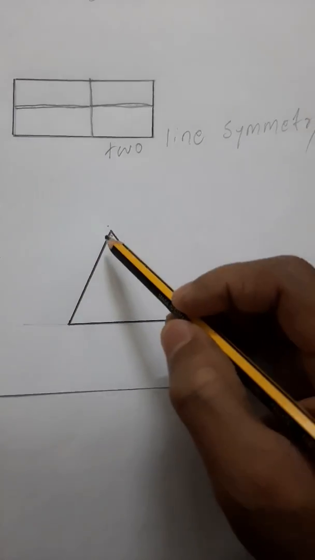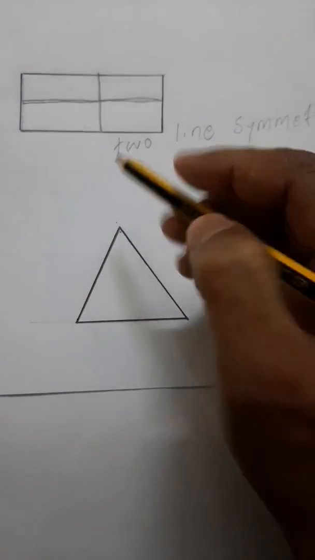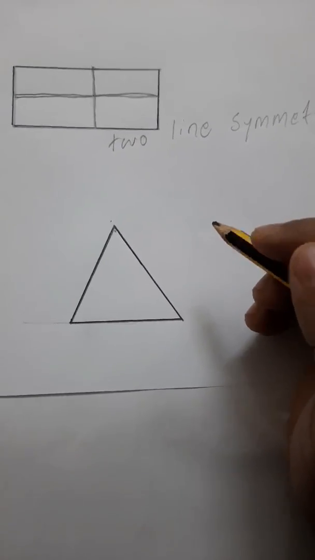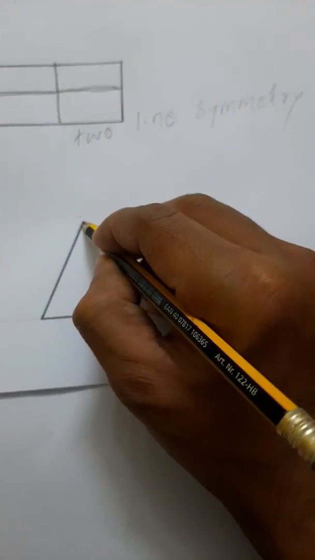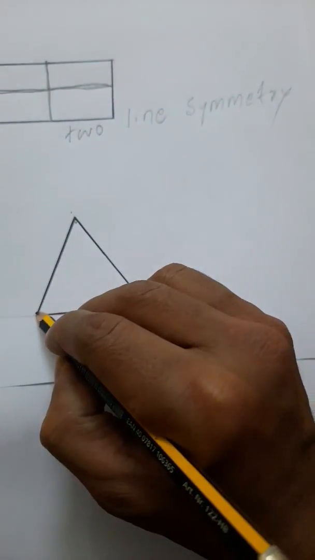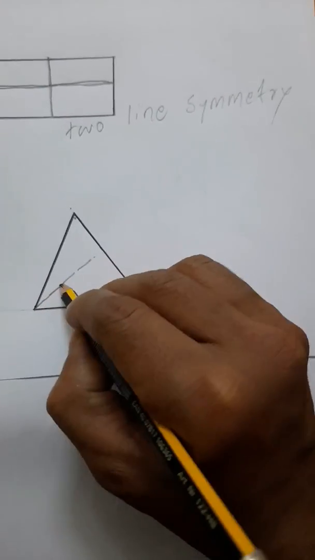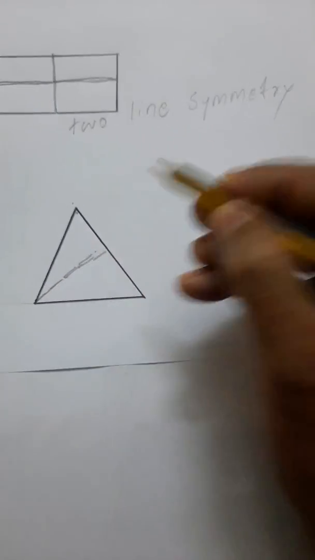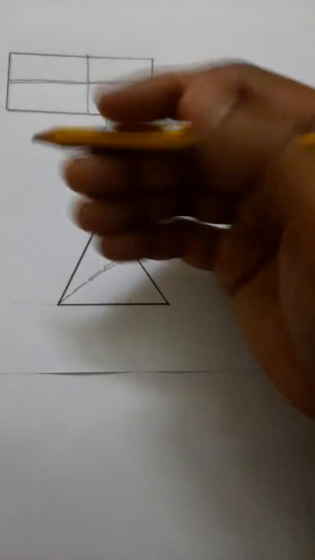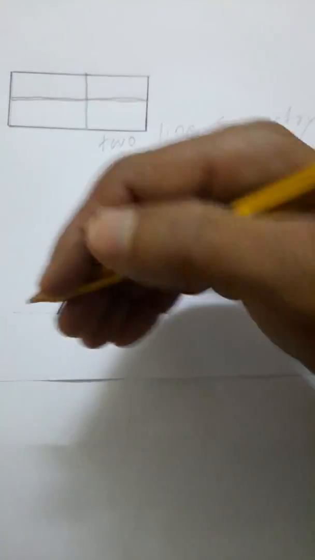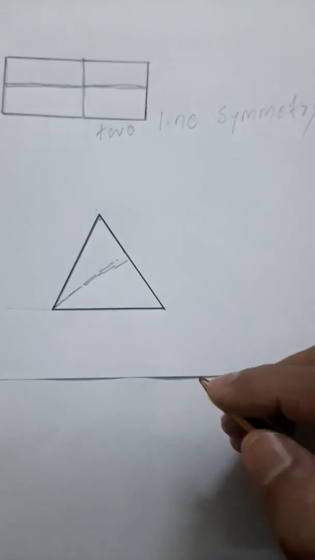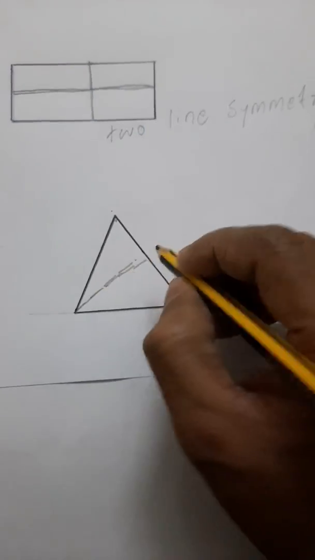These 3 sides are also the same. So we can just draw. This is one symmetry line. If we fold it, we will get an exact match. And here, one line. Yes.